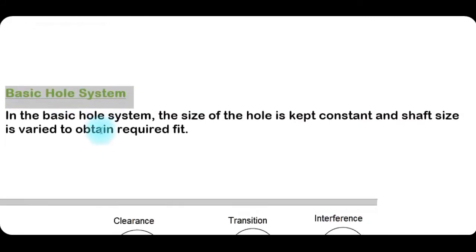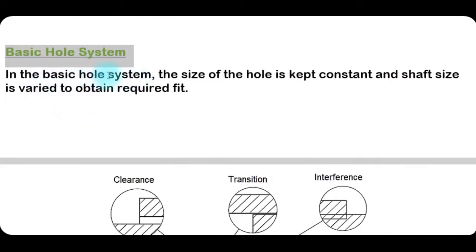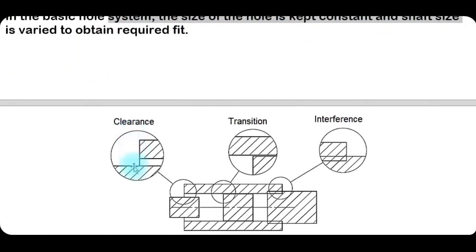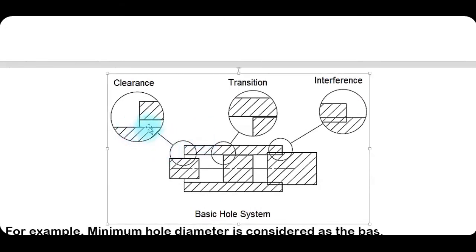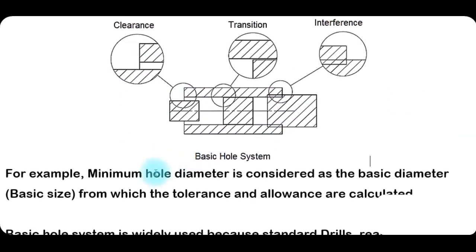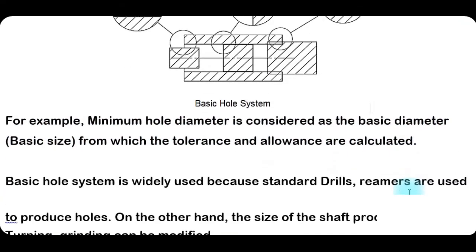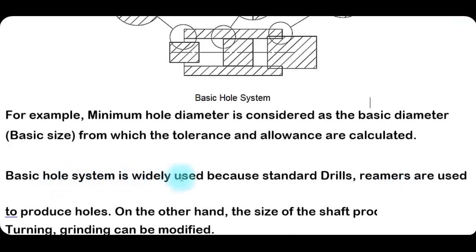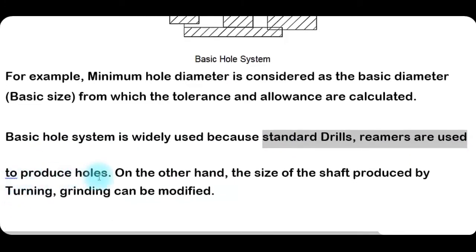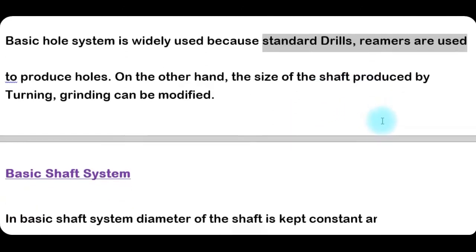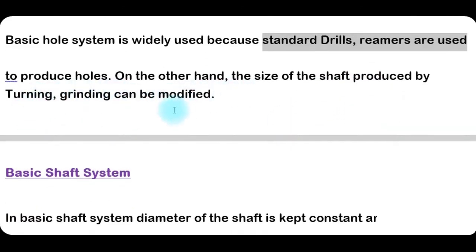Basic hole system. In the basic hole system, the size of the hole is kept constant and the shaft size is varied to obtain the required fit. For example, the minimum hole diameter is considered as the basic diameter, meaning basic size, from which the tolerance and allowance are calculated. Basic hole system is widely used because standard drills and reamers are used to produce holes. On the other hand, the size of a shaft produced by turning or grinding can be modified.